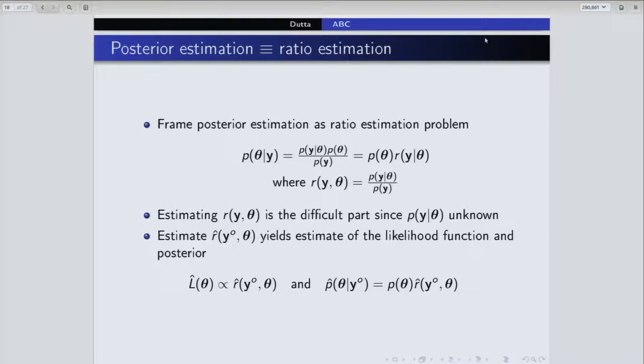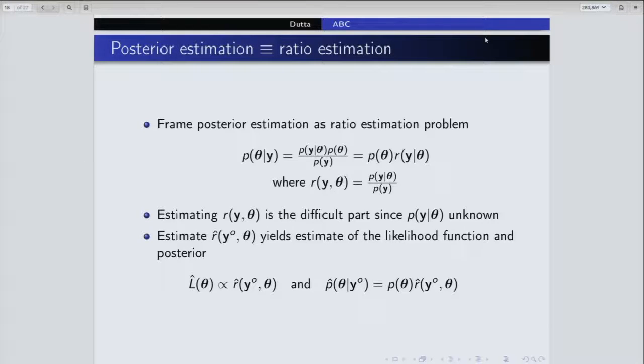We just write it like this: this is the prior, and this is the ratio r(y given theta), where this ratio is p(y given theta) divided by p(y). I just write this part as a ratio. And we see that the ratio is between two densities: this is the likelihood function, and this is the density of the marginal. So estimating r(y, theta) is the difficult part since p(y given theta) is unknown.